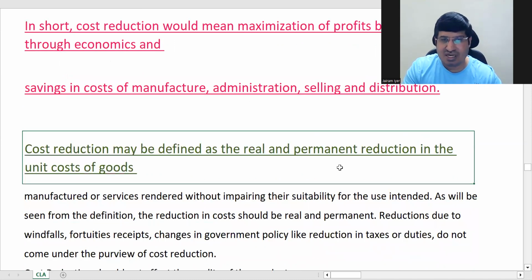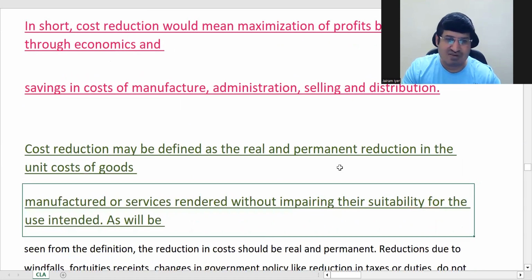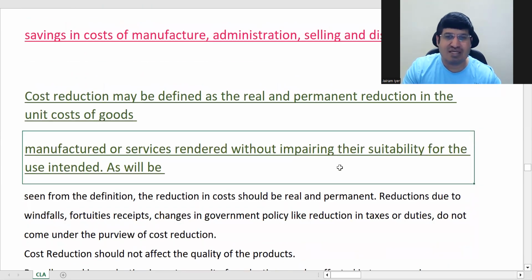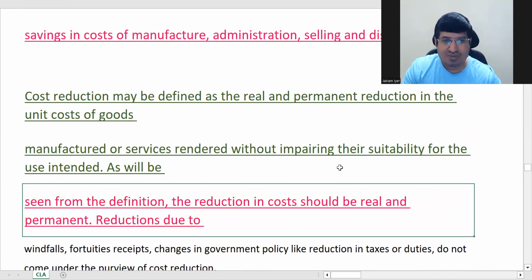The definition is: real and permanent reduction in the unit cost of goods manufactured or services rendered without impairing their suitability for the use. So it is still as useful as before, the product.